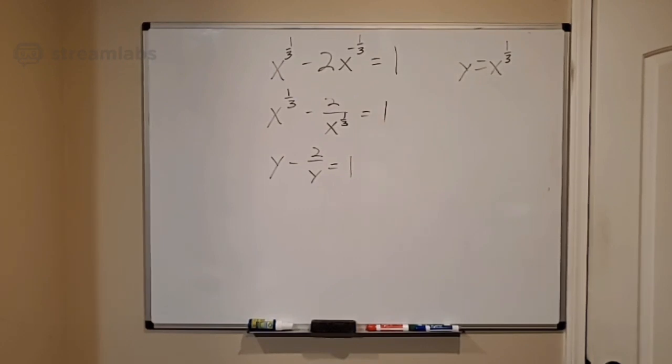Like 2y to the negative first power. Well, that's still in the denominator. It's just rearranging it. But I can't have it in the denominator, so multiply by y. There you go. I don't know how many times I've said this.